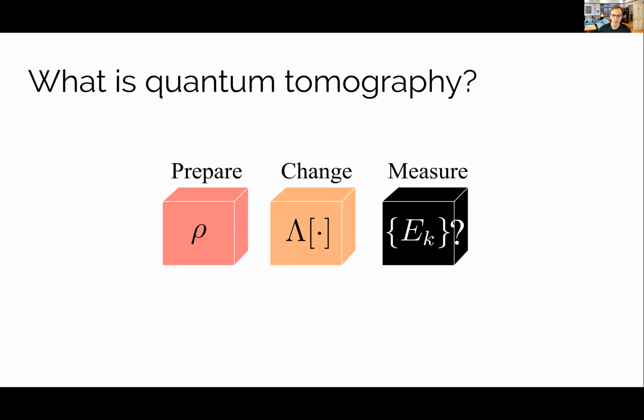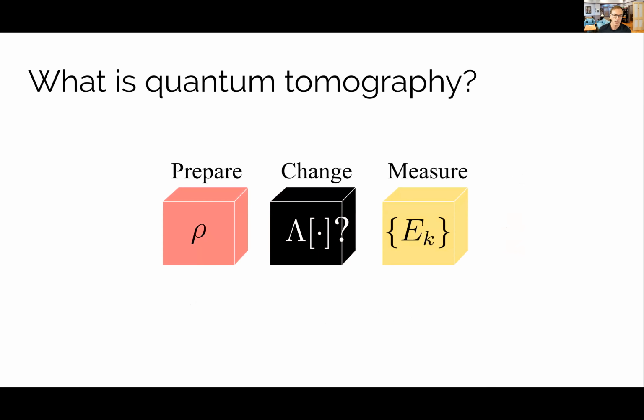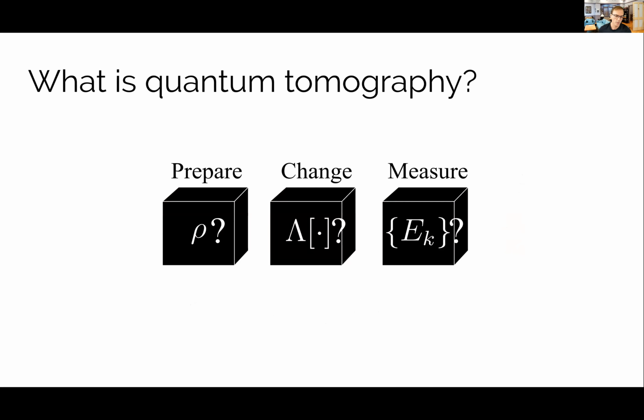I'll just also point out that there's other options, right? So we might know what the state is, and we don't know what the measurement is. This is called measurement tomography or detector tomography. We might not know what the process is that happens in between the preparation and the measurement. This is called process tomography. And well, we could be in the situation where we don't really know anything about anything going on.